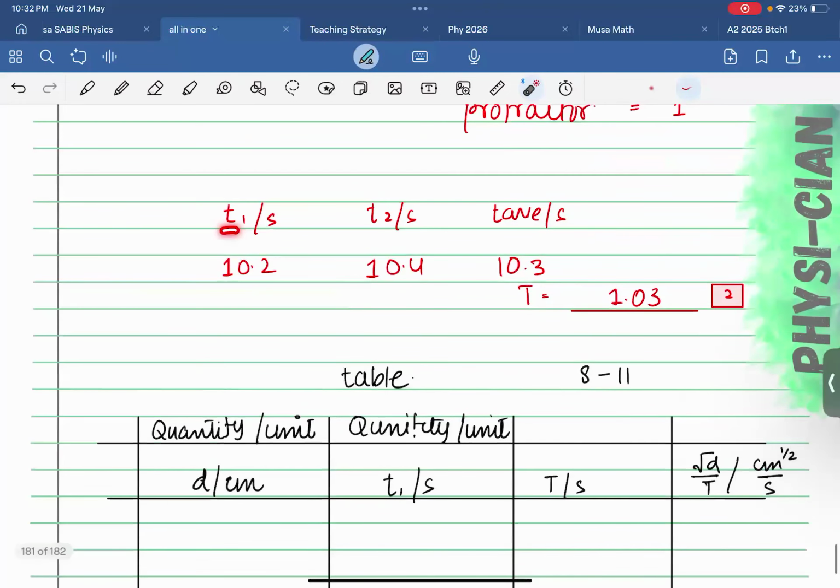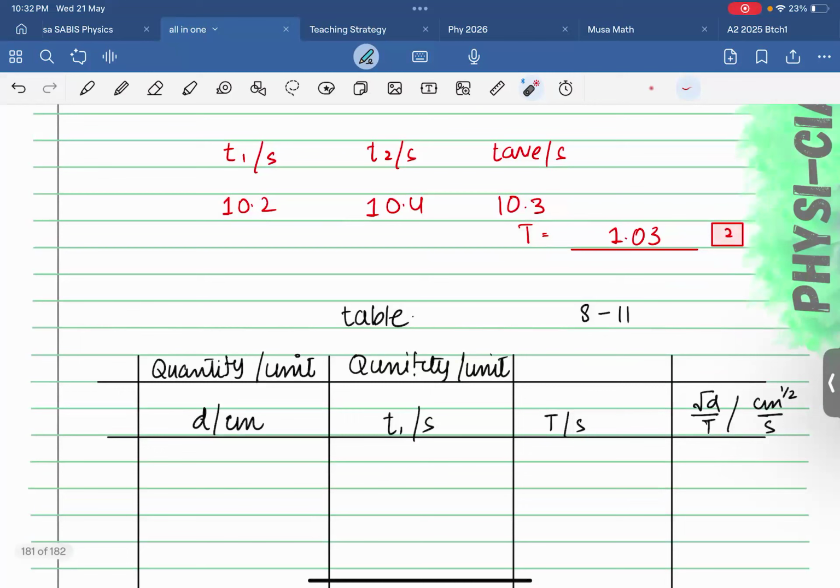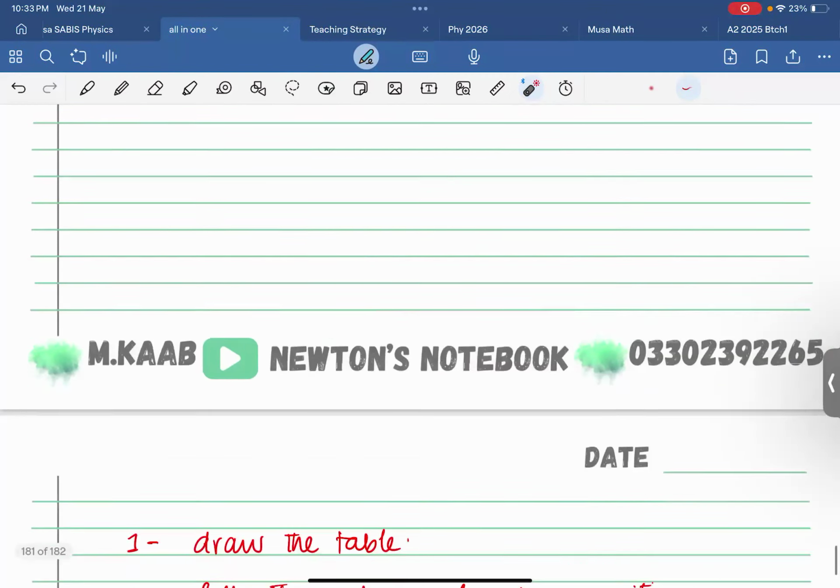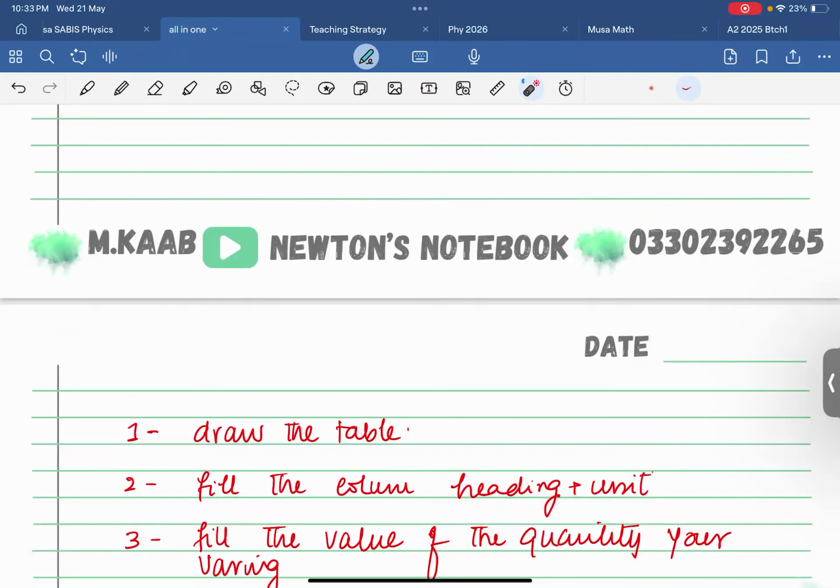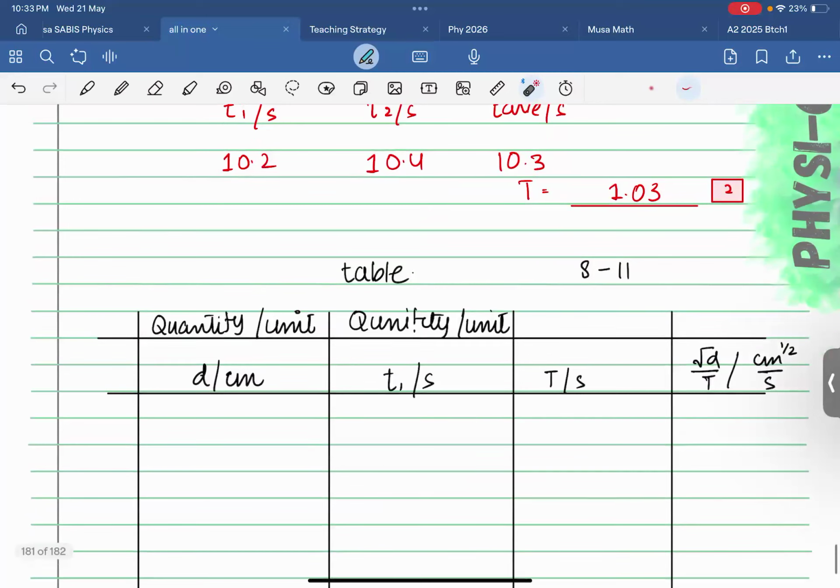Like let's say I have T1 and T2 and then T average. If you want to include T1, T2 and T average as well, you can do that. If you only want to show T1 and the time for one oscillation, this is also acceptable. If you don't want to show this one and you are only showing that, then this is also acceptable. But for the safe side, just take T1 and T2 as your values. So this is the second thing. After drawing the table, you first fill in the column headings, and you get all the quantities from the question.